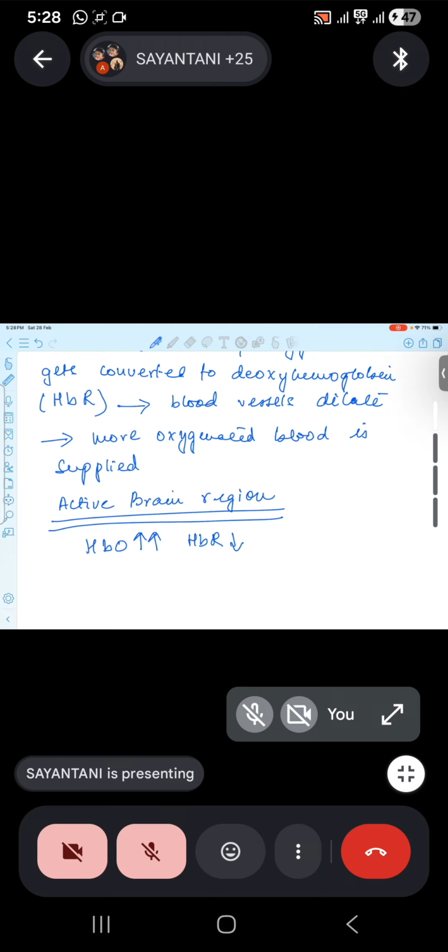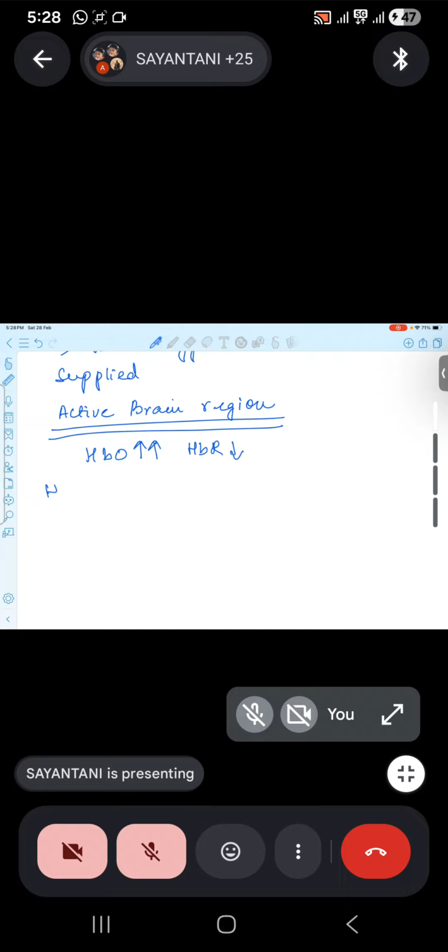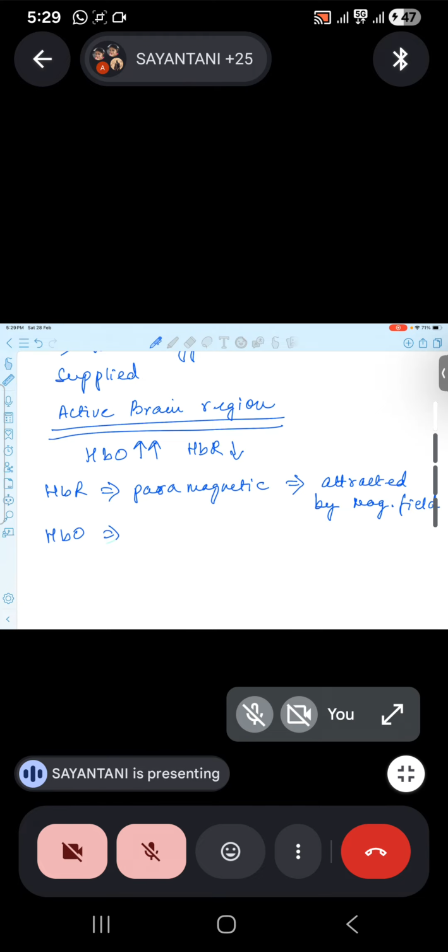So first of all, HBr, that is deoxyhemoglobin, is paramagnetic in nature. Paramagnetic, you must have studied in physics. It is attracted by your magnetic field, right? And HBO, that is your oxyhemoglobin molecule, is diamagnetic in nature. That means it is repelled by your magnetic field.